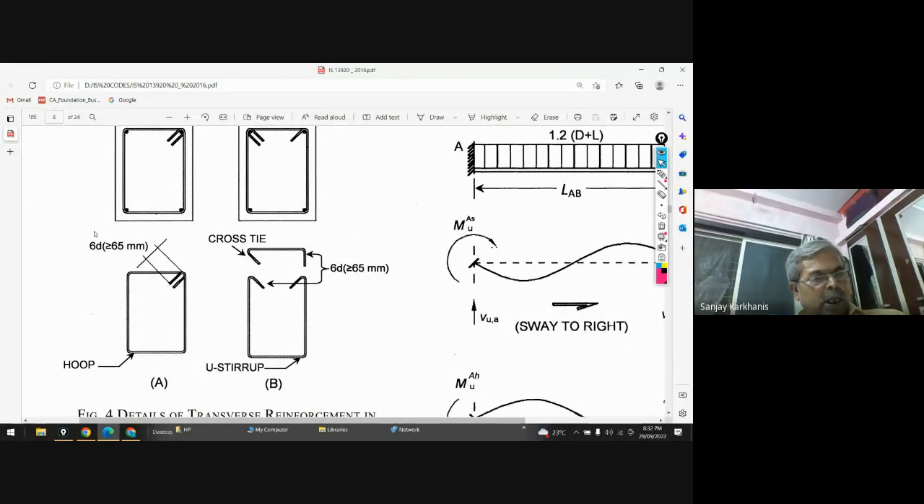Earlier it was 8D, something around 80, but I don't know why it has been reduced. Now the code says that okay, 6D is well and good. We can accept.